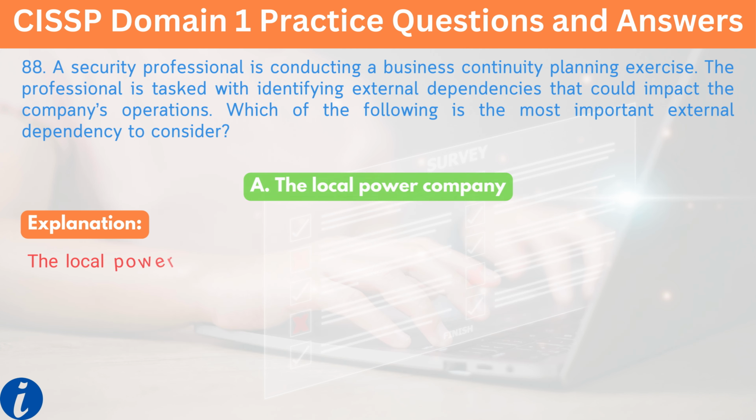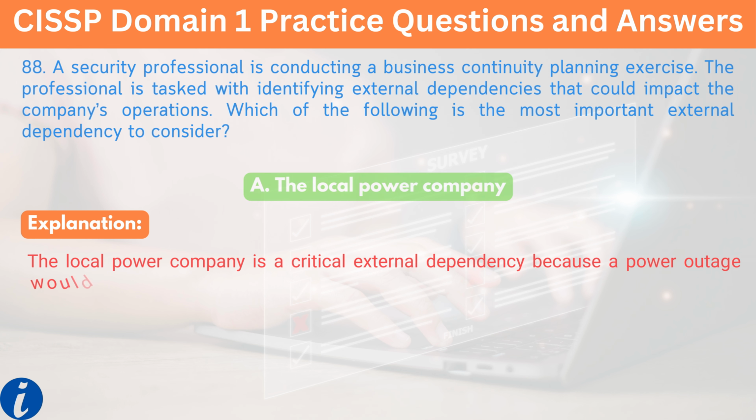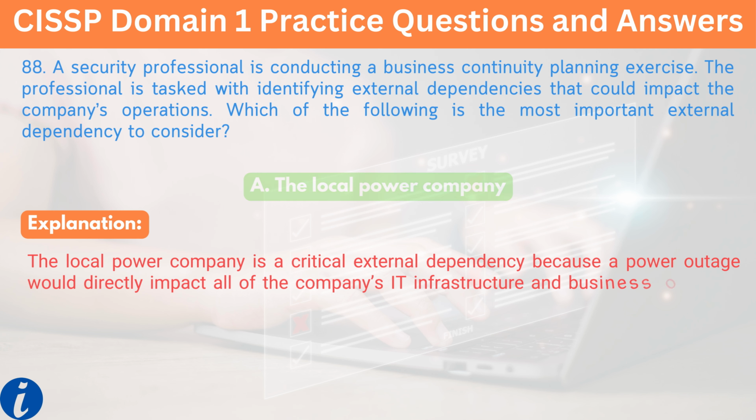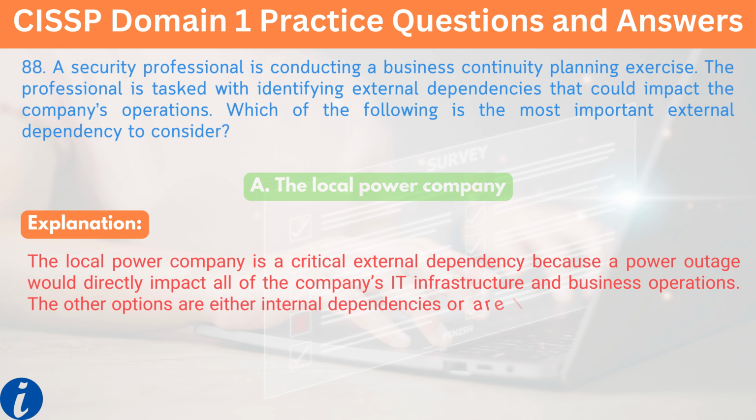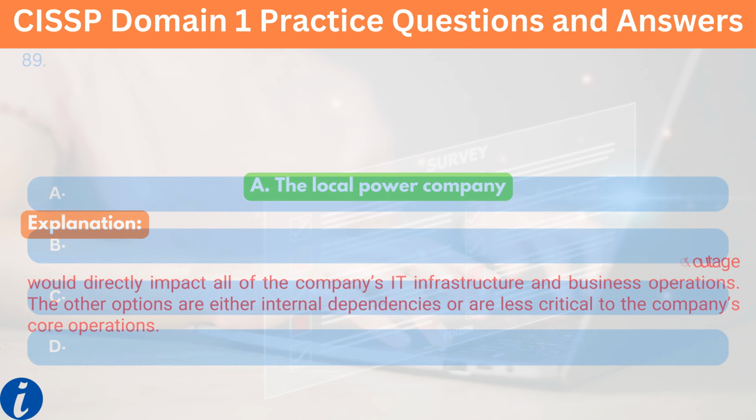The correct answer is A. The local power company. Explanation. The local power company is a critical external dependency because a power outage would directly impact all of the company's IT infrastructure and business operations. The other options are either internal dependencies or are less critical to the company's core operations.